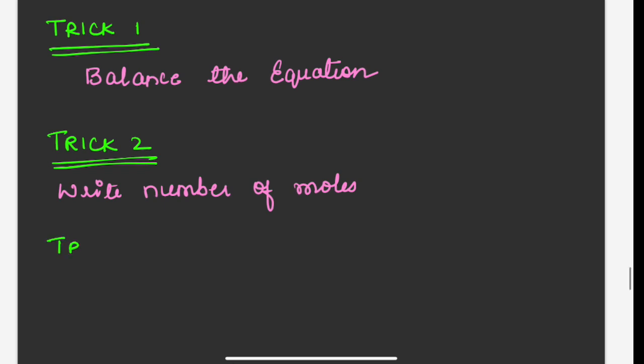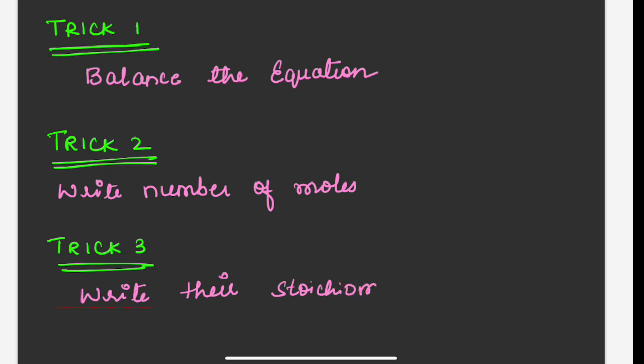Trick number 3 is write their stoichiometric coefficient. In short form we will be using it as SC. SC is nothing but stoichiometric coefficient. So this is trick number 3.